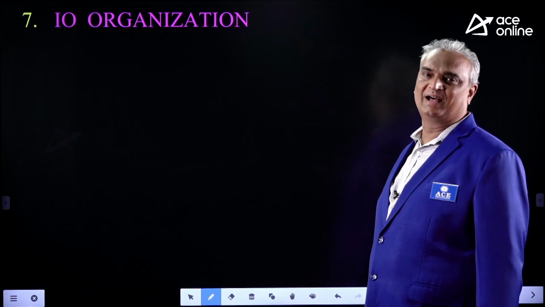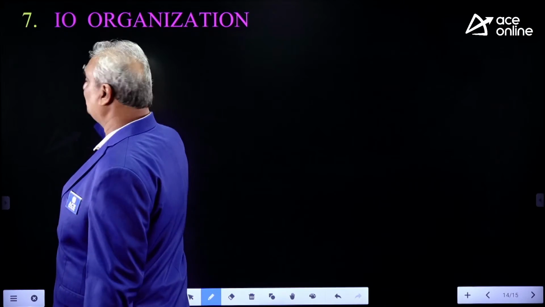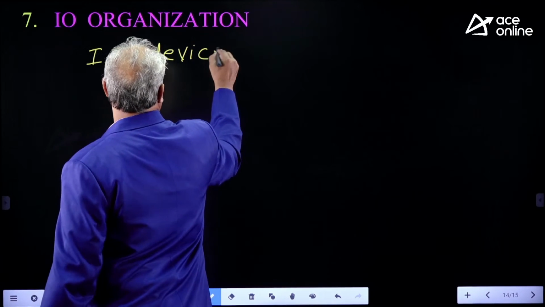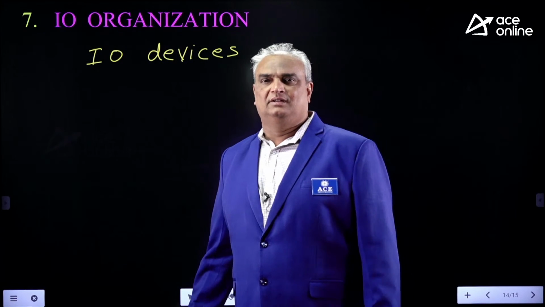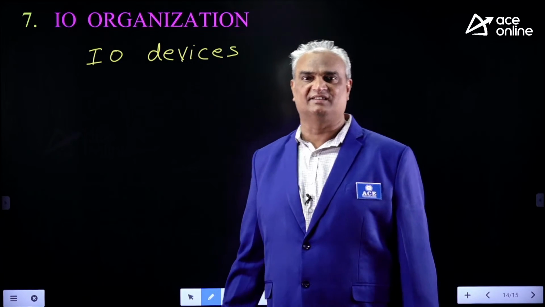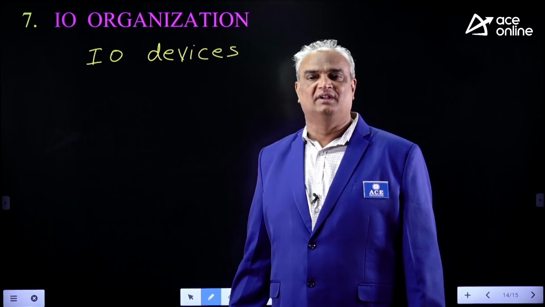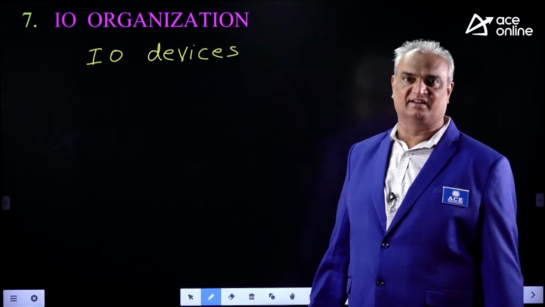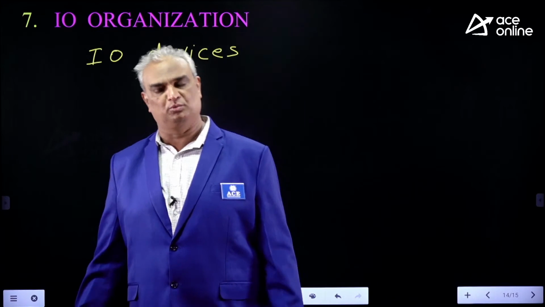Finally, I/O organization. In this, first you get knowledge on I/O devices. What is full name for I/O device? Input and output devices. In a system, memory is there, keyboard is there, mouse is there, speaker is there, printer is there, scanner is there. Memory is used to store programs and data, and remaining devices, keyboard, mouse, scanner, printer, speaker, these are known as I/O devices. I/O devices is nothing but the combination of input and output devices.